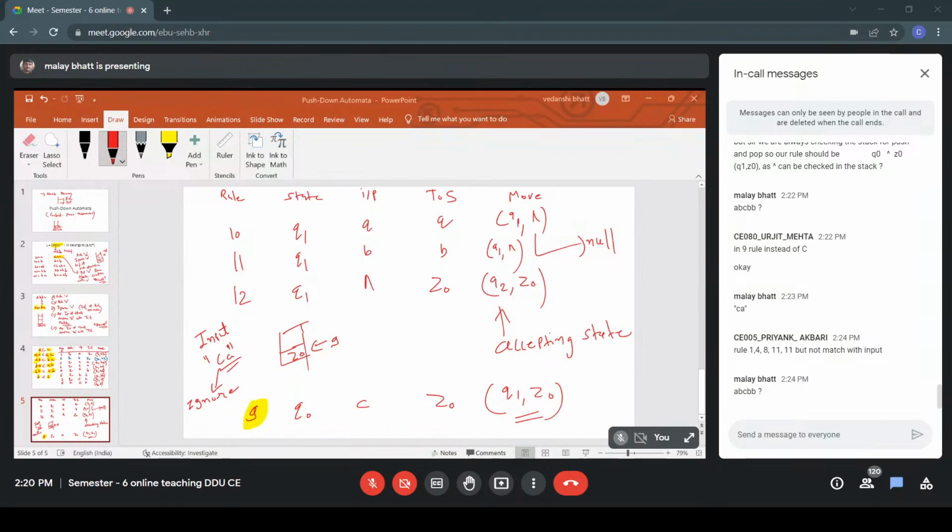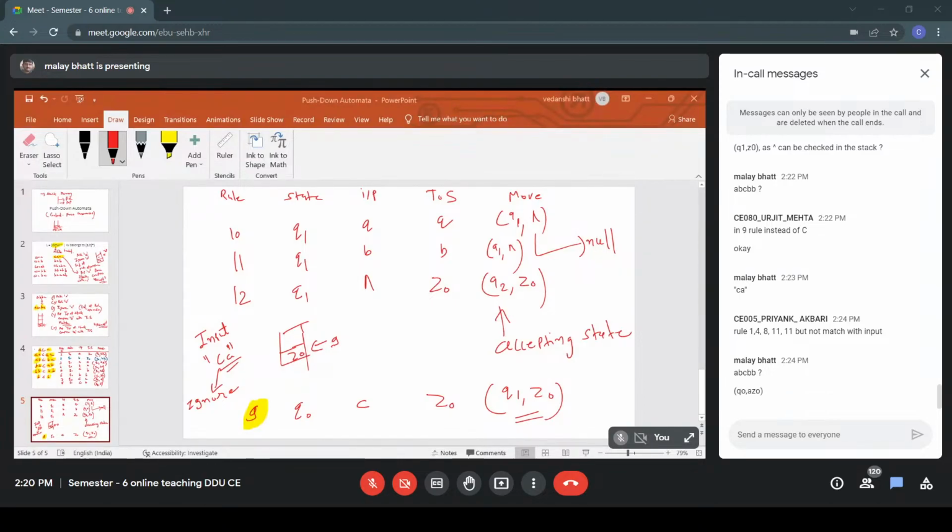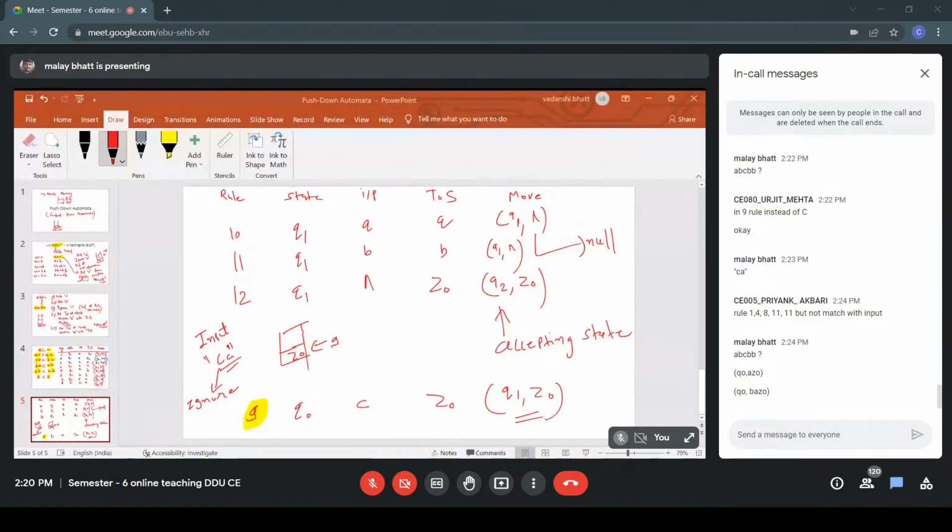The first will apply A. When you apply A, you will get Q0, AZ0, when you apply rule number 1. When you apply rule number 4, you will get Q0, BAZ0. Right? I'm applying a rule, so I know the whole thing.